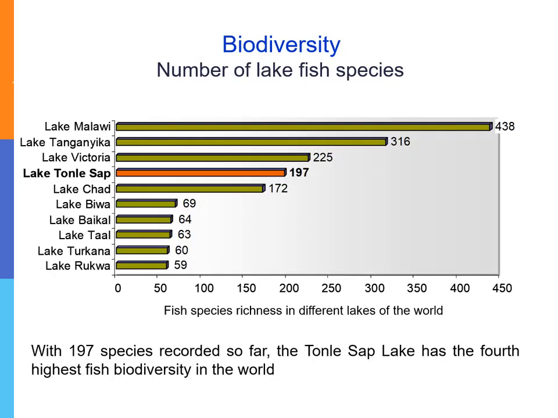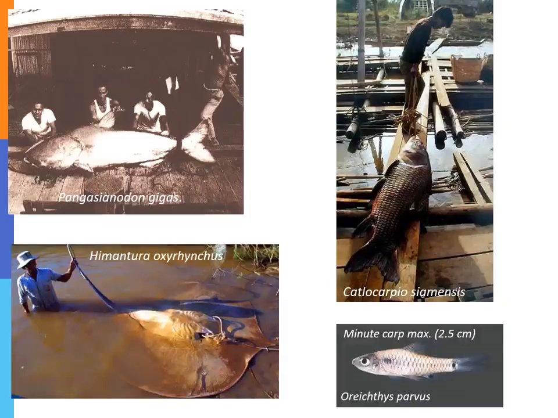And the Tonle Sap Lake is the fourth lake in the world for its species richness, after three East African big lakes. This biodiversity is reflected by giant species like the Mekong giant catfish, the giant stingray, the giant carp, and also at the other end of the range, a minuscule fish whose size is 2.5 centimeters maximum as adults, and they are found in rice fields.